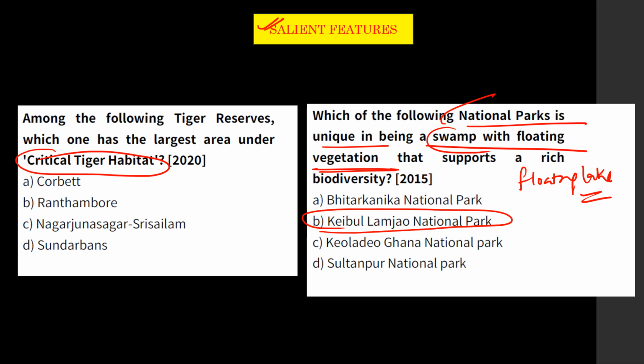So what you have to do is not just prepare the answer. Suppose the answer to this question is Nagarjuna Sagar Srisailam, but you need to prepare all the options. Prepare where Corbett is located and why Corbett is important. Prepare Ranthambore, why Ranthambore is important. Prepare Sundarbans. You need to prepare all the options also. This Bhitarkanika, you see a lot of times UPSC is asking Bhitarkanika. Then Keoladeo National Park, this is also very important. So like that you need to prepare other options also.